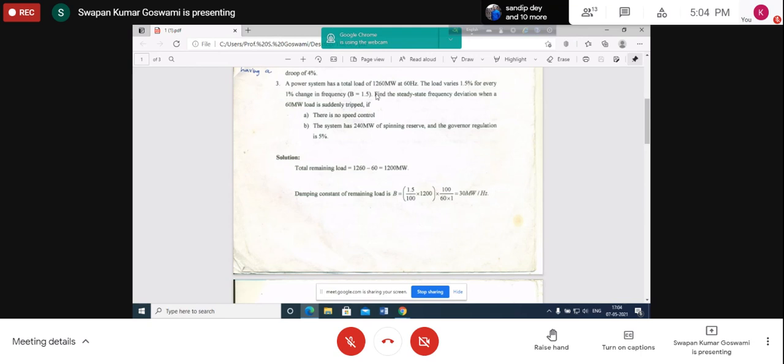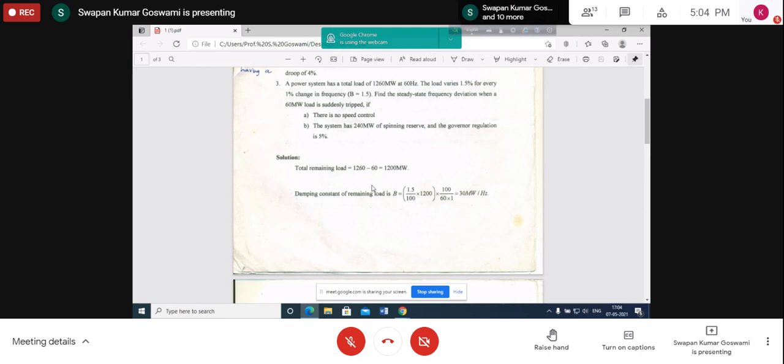Obviously, this data will now apply on the remaining load because this is the connected load to the system after disconnection. So 1200 megawatt is the demand now, the load now connected to the system. And how much is the value of B? It is 1.5% of this 1200 megawatt for 1% variation in frequency. So it is 1.5 into 1200 divided by 100 because it is percentage. Then it is 1% of 60 hertz. So frequency variation is 1% of 60 hertz, right?